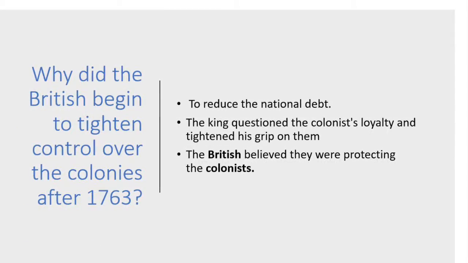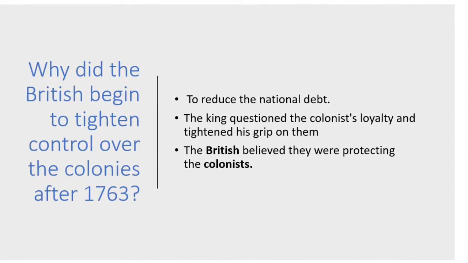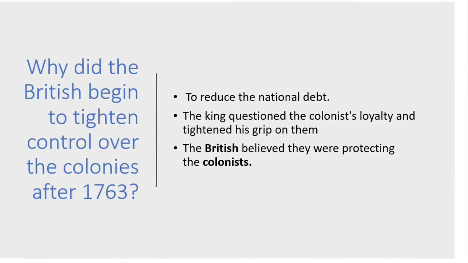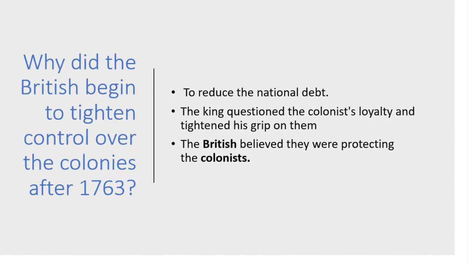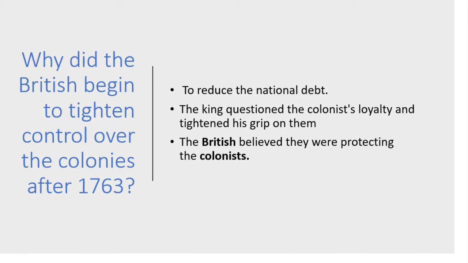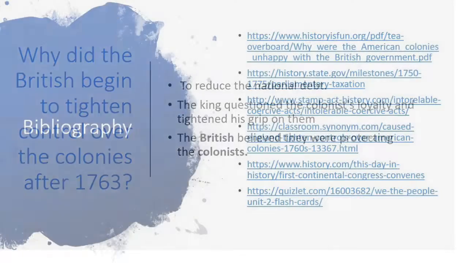Why did the British begin to tighten control over the colonies after 1763? To reduce the national debt. The king questioned the colonists' loyalty and tightened his grip on them. The British believed they were protecting the colonists.